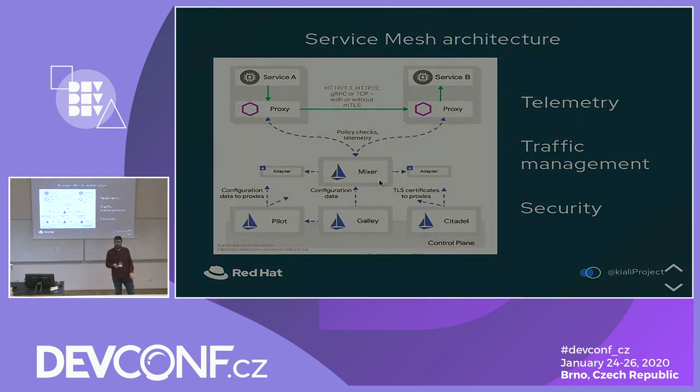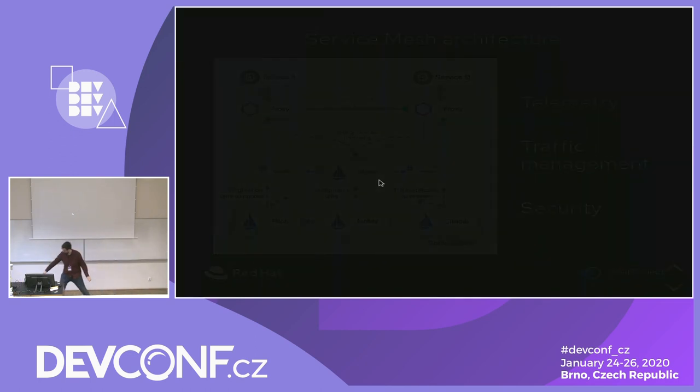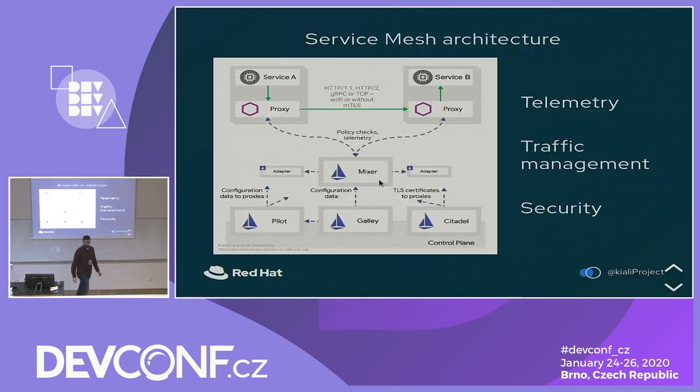And at the end, what you have is Mixer. Mixer is the one in charge of telemetry and authorization. So telemetry registers every request happening in your data plane and sends it back to Prometheus. And also it's in charge of authentication. Should I forward, should I allow this request to go to the final service, to service B, for example? And yes, these are the pillars of Istio.